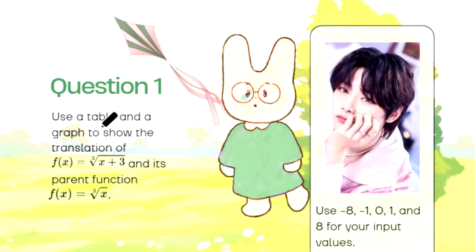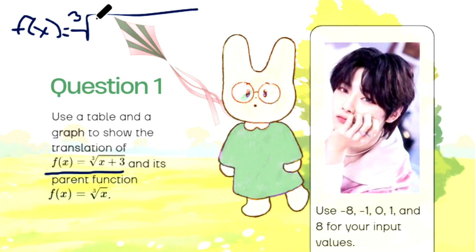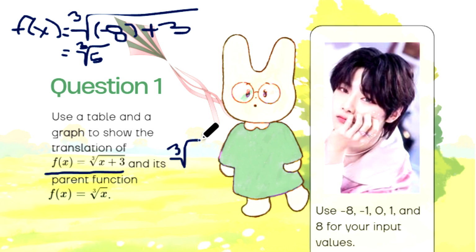I will give you an example for each of these just so that you can understand how they got these answers. We'll start with our first formula, which is the translated one. So we go f of x is equal to the cube root of our first x value, which is negative 8, plus 3. Negative 8 plus 3 becomes negative 5. So we have the cube root of negative 5. Okay, so our first value on the table for this one should be the cube root of negative 5.